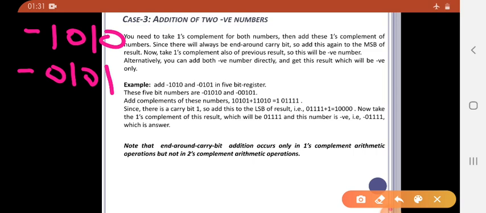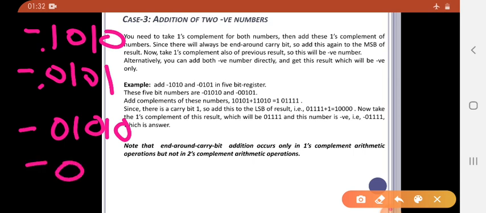Since it is a 5-bit register, we have to represent it in a 5-bit register, so we add 0 here and here. So the numbers will be minus 01010 and minus 00101. These are my numbers. Now first of all, you have to take the ones complement, and as I told you before, you have to take the ones complement of the positive numbers.